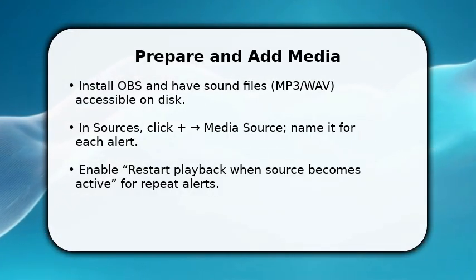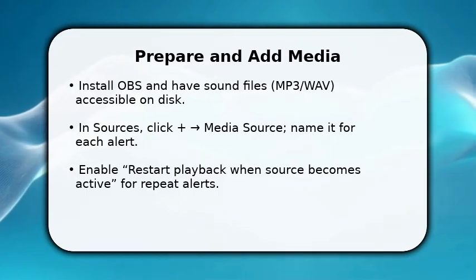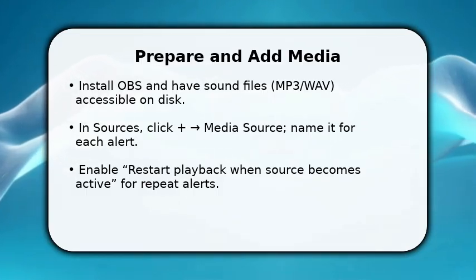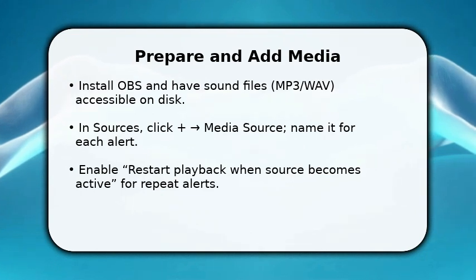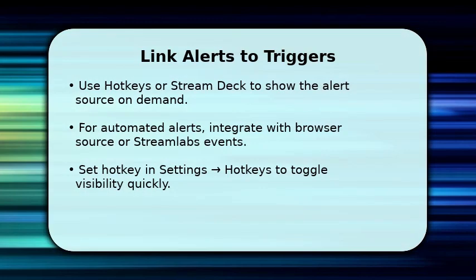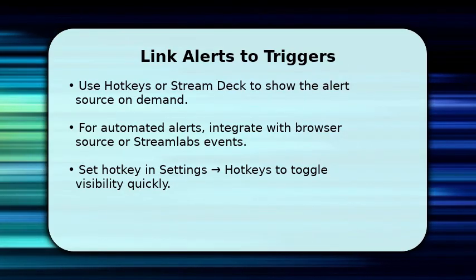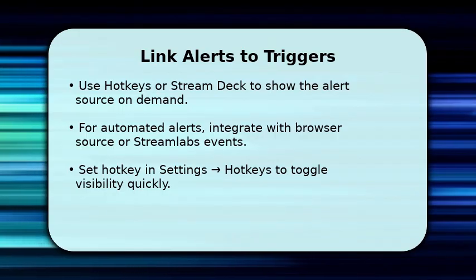Once done, lower or raise the source volume in the mixer, so it integrates with your scene without clipping or overpowering your microphone. Now connect that media source to a trigger so the sound plays when you want it to. You can assign a hotkey in Settings, Hotkeys, to show/hide the source. That instantly activates the media playback because of the restart option.